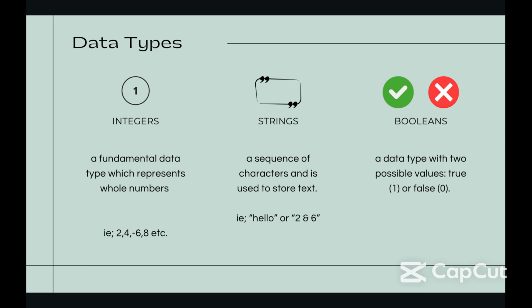And finally, booleans. Booleans only have 2 values, true or false. They're used a lot in logic and decision making in your code. These 3 types, integers, strings, and booleans, are the foundation of most things you'll build in JavaScript.